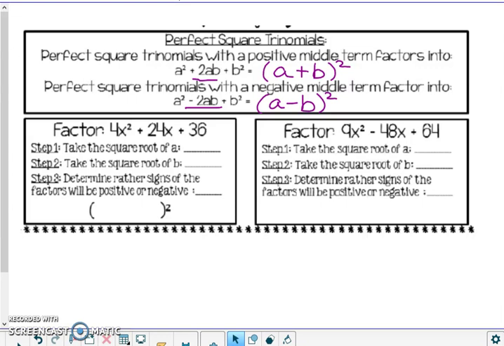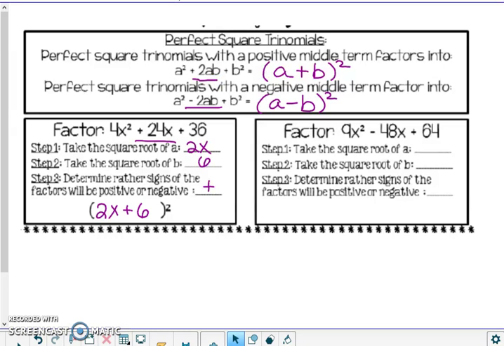So the first example we have here is 4x squared plus 24x plus 36. So it says step 1, take the square root of the a squared value. So we have 4x squared. So the square root of 4 is 2, and the square root of x squared is just x. And then we have the square root of 36, which is 6. And it asks you whether the signs of the factors will be positive or negative. Since 24x is positive, our factors will be positive. So our answer is going to be 2x plus 6 quantity squared.